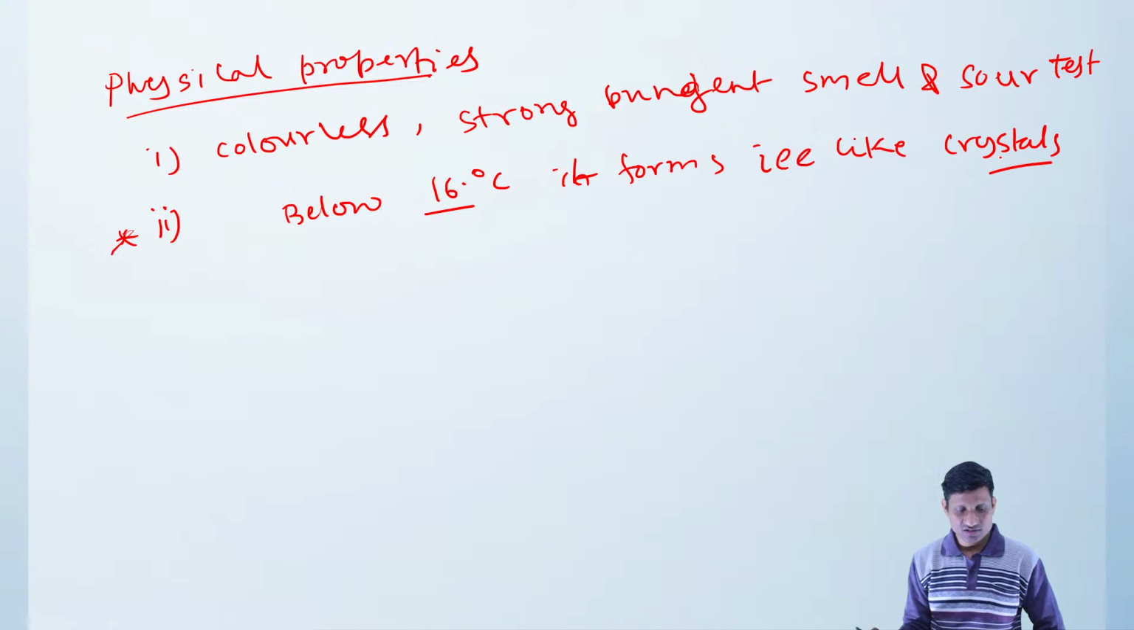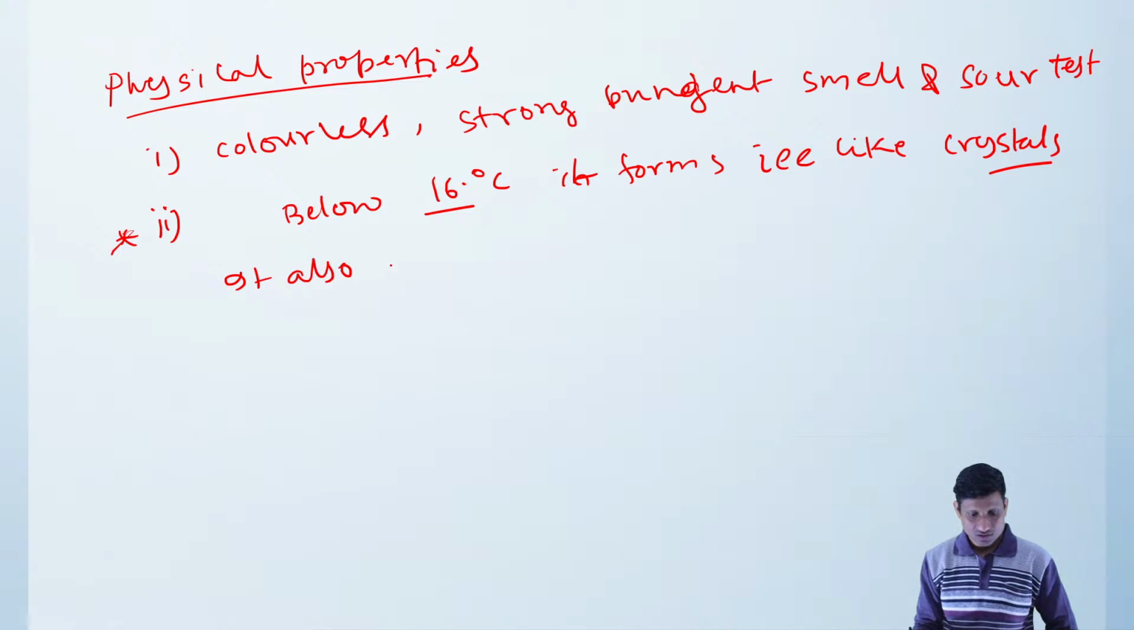That is why it looks like a glacier. That is why it is also called, or named as, glacial acetic acid.